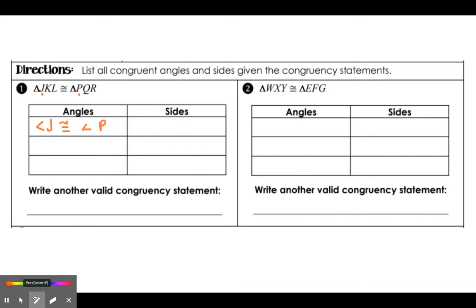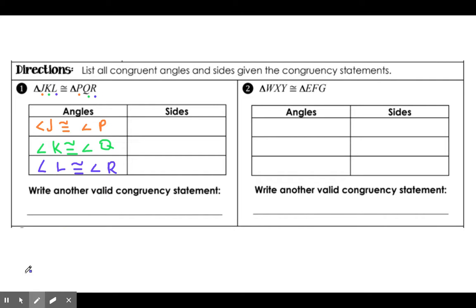K corresponds to Q, so angle K is congruent to angle Q. And then L and R correspond to one another, so angle L is congruent to angle R. Right? So those are the congruency statements.